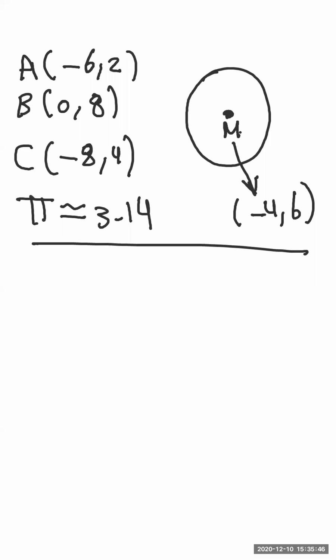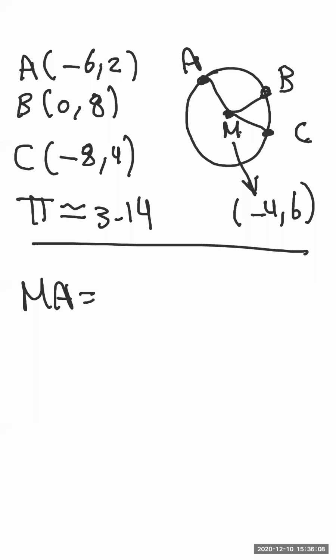Okay. So guys, we want to prove that A and B and C lie on this circle. So if this one is A, if this one is B, if this one is C, like this, A, B, C, I want to prove that they lie on the same circle. So MA has to equal MB, has to equal MC, right? Right. So the first step, I'm going to get MA and MB and MC.